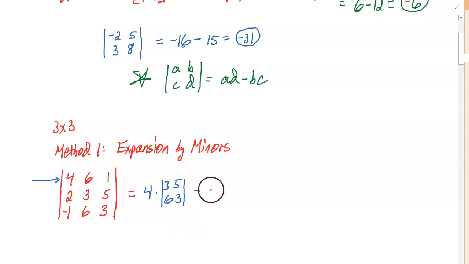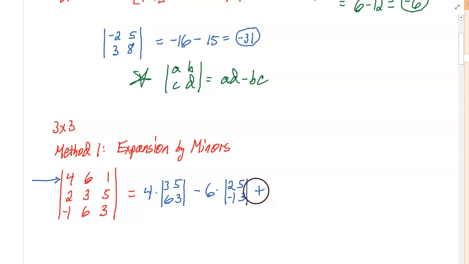Next, we're going to have a subtraction sign. And then choose the next entry from the row that we're choosing to focus our attention on. The next number is a 6. And multiply that by the determinant of a 2 by 2 matrix. The 4 numbers in this determinant are the numbers that are not in the same row as the 6, and they're not in the same column as the 6. They're these two and these two. So 2, 5, -1, and 3.